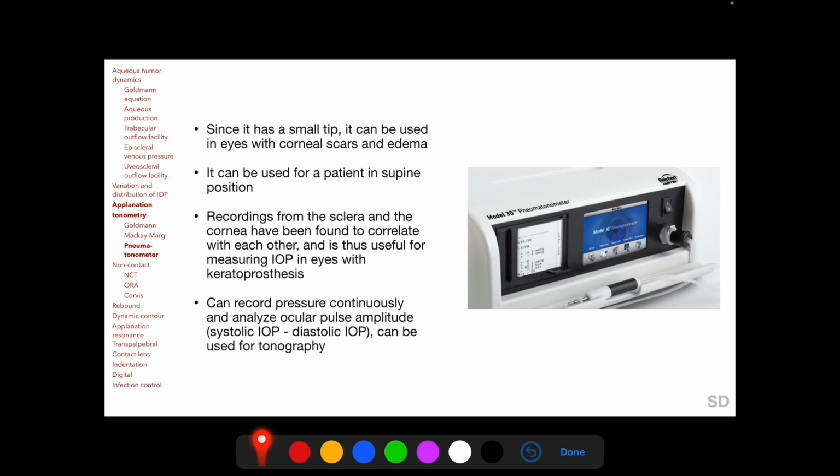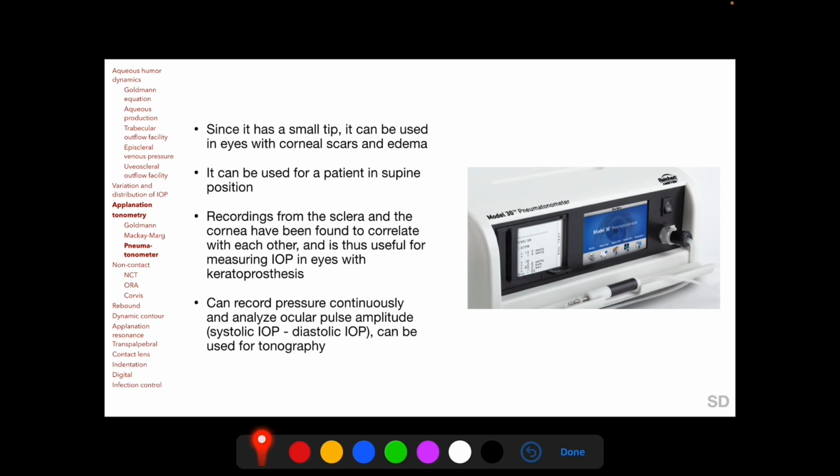Like Mackay-Marg tonometers, since Pneuma-tonometers have a small tip, they can give more accurate results in eyes with corneal scars and edema as compared to Goldmann Applanation tonometer, and they can also be used for a patient in supine position. And it has been seen that IOP recordings with the Pneuma-tonometer taken from the sclera and the cornea correlate with each other, and Pneuma-tonometer thus can be useful for measuring intraocular pressure in eyes with keratoprosthesis.